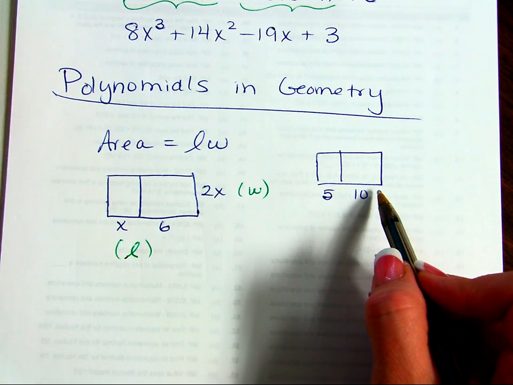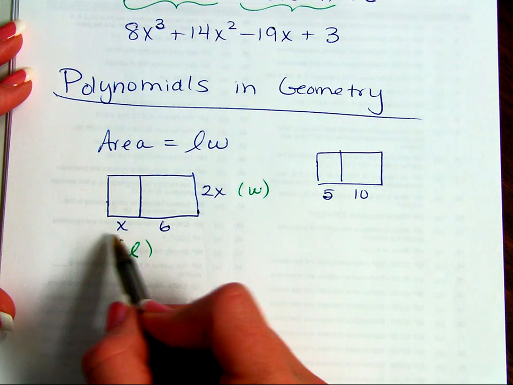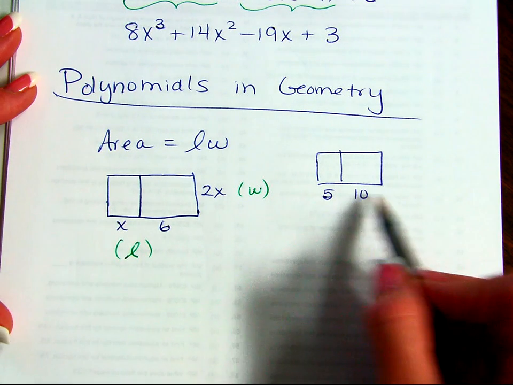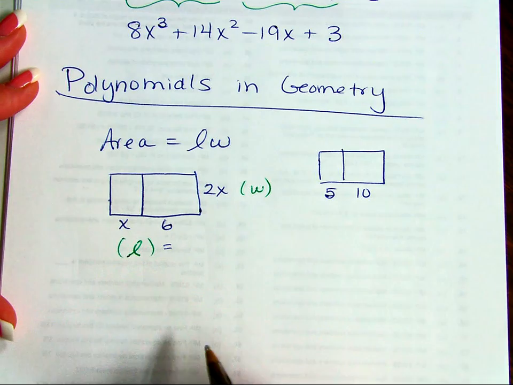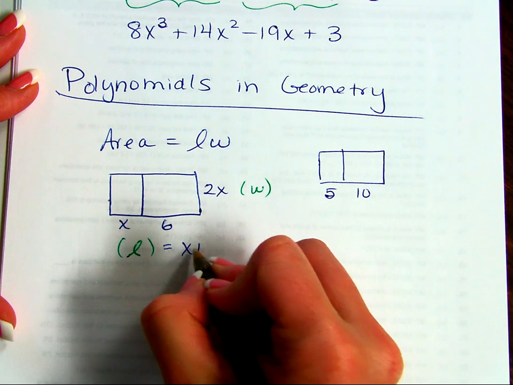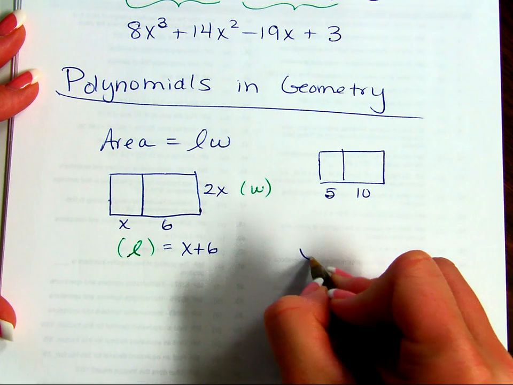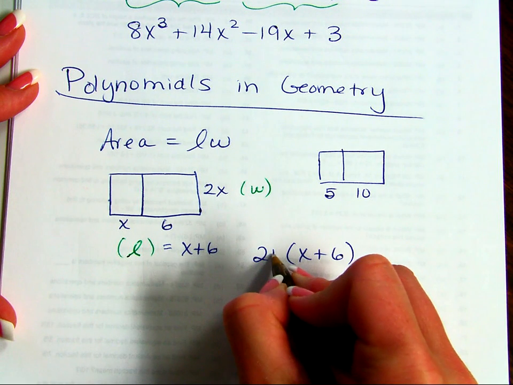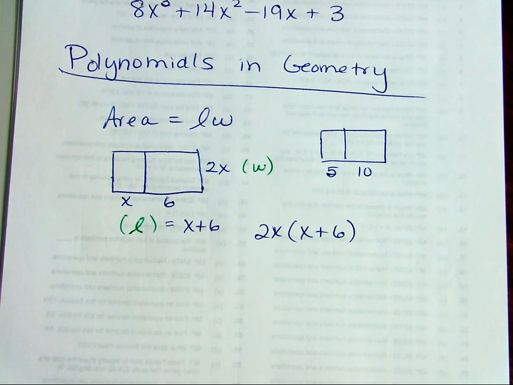15, right? Not 50. So if you tell me that the side length of this side is 6x, you don't multiply these two, do you? So what is the length really? X plus 6. And I want to take that x plus 6 and multiply it by the width, which is 2x.